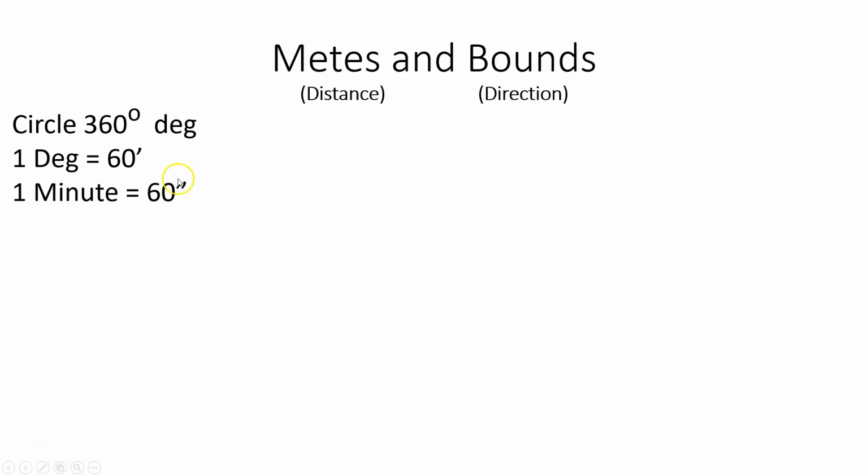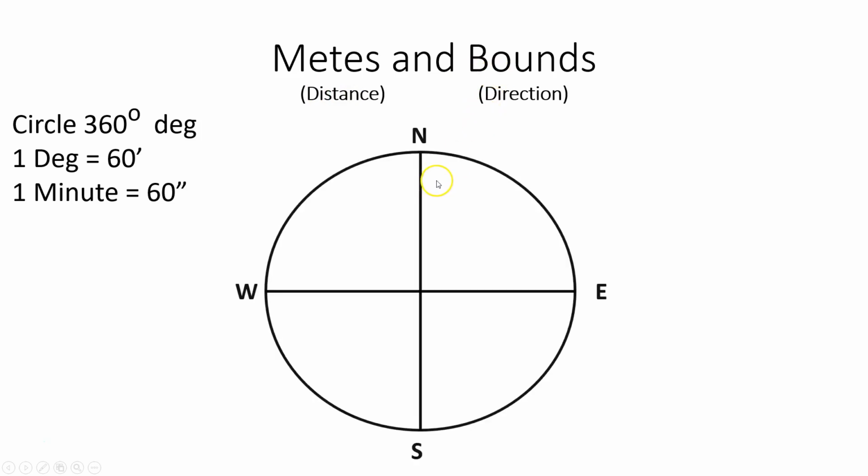Just remember, in a circle there are 360 degrees, and each degree is divided into 60 minutes, and each minute is divided into 60 seconds. Metes means distance, bounds means direction. So here's an example of a circle, a compass circle. We divide it into 4 quadrants, 90 degrees on each quadrant.